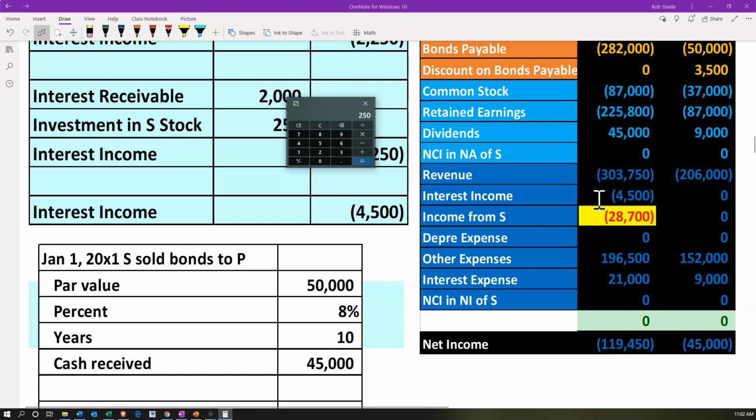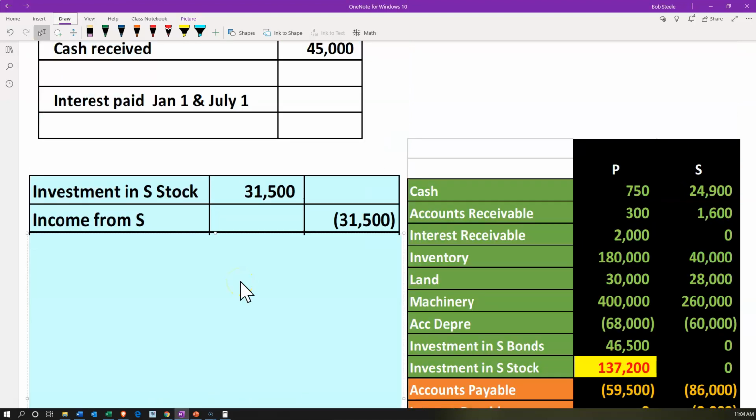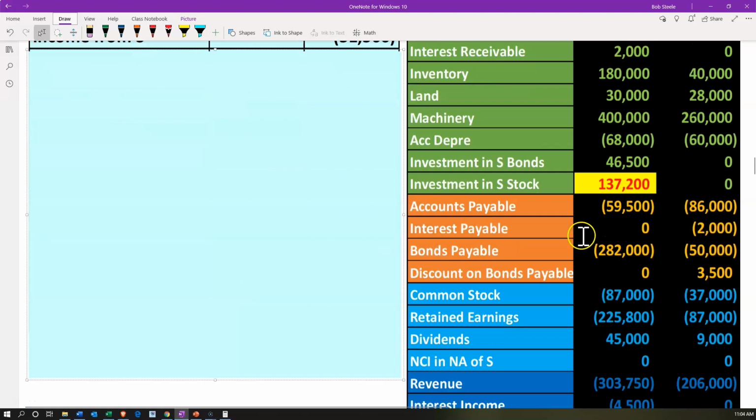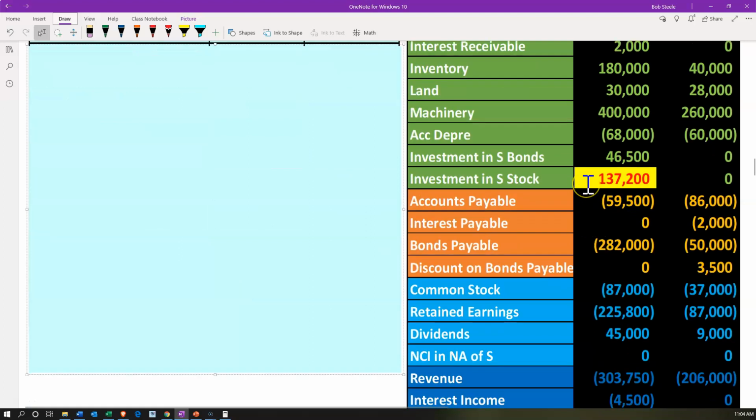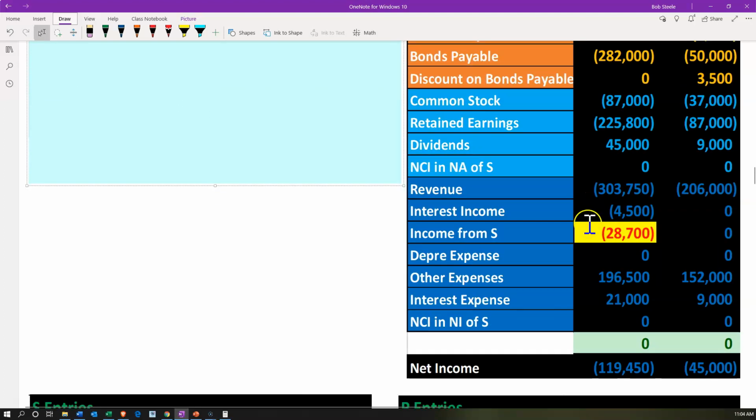So there's the $4,500. In practice, it might not be the only thing in interest income, right? So we'd have to pull out the interest income that came from the related party bonds. But we want to be able to see that here. So that's going to be that on this side of things. Now, while we're over here on P, let's also take a look at basically the equity method and see if we can reconstruct this account and this account with the equity method.